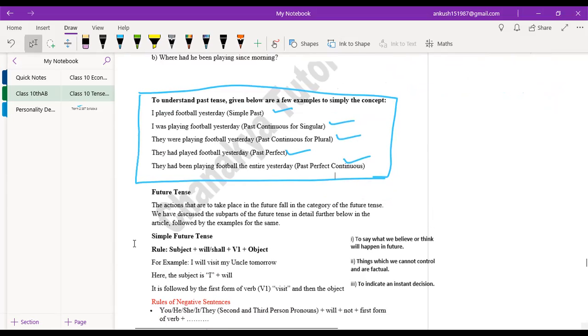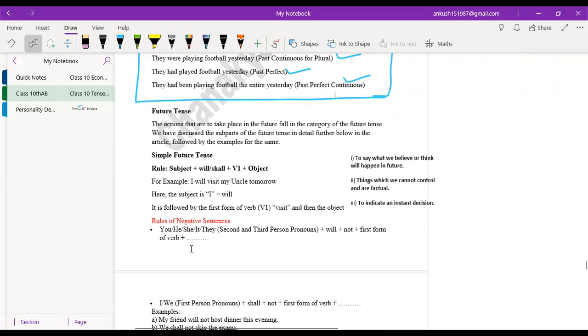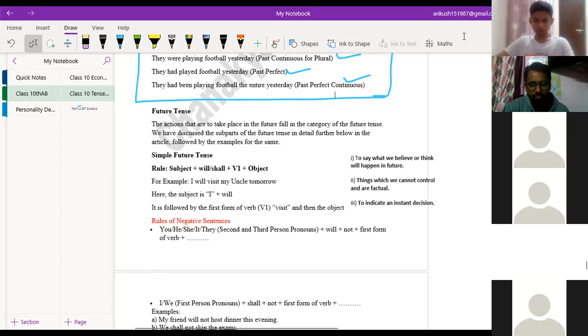Now let us enter into the future. What is our future? We don't know, but still we have to study it. Understood? We have to study our future, means in the form of tense.